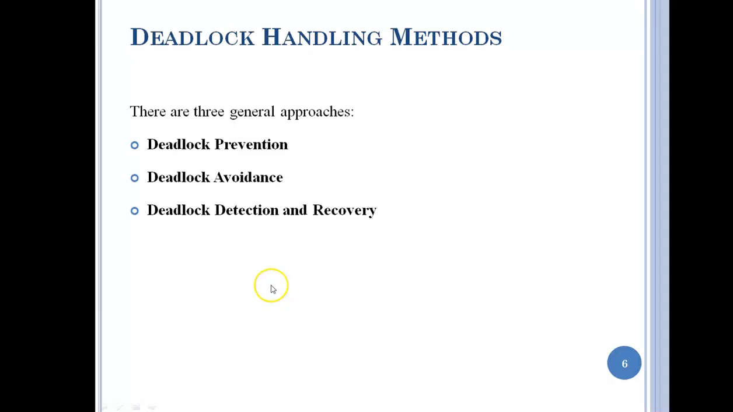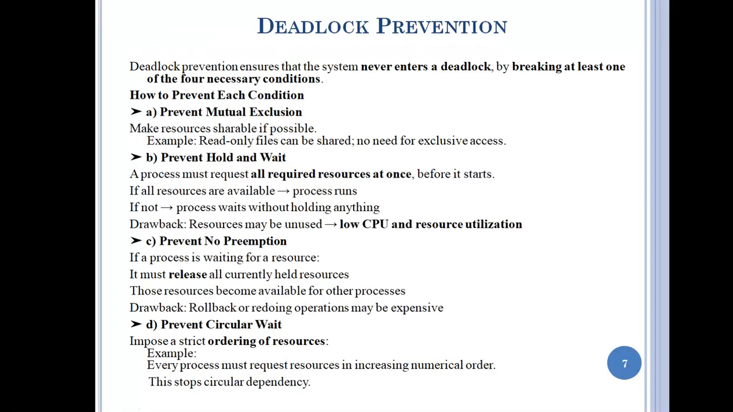So, the deadlock handling methods. The three general approaches are deadlock prevention, deadlock avoidance, and deadlock detection and recovery. We will understand what is deadlock prevention and deadlock avoidance. Deadlock prevention ensures that the system can never enter a deadlock by breaking at least one of the four necessary conditions. The first one is prevent mutual exclusion, which means make resources shareable if possible. An example is that read-only files can be shared. No need for exclusive access.